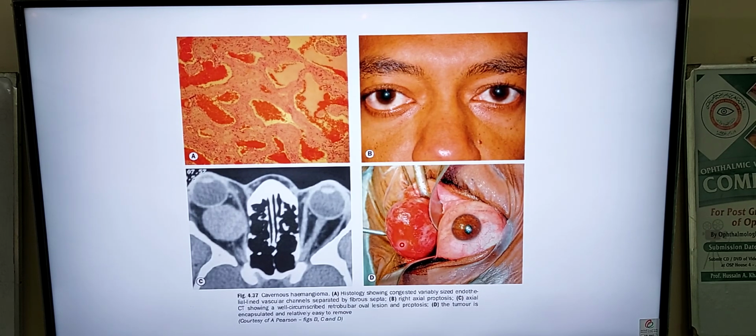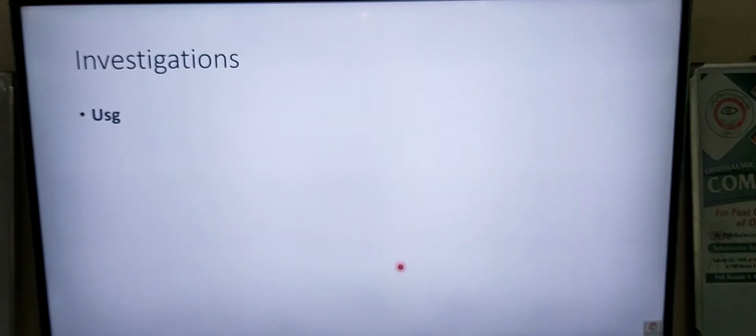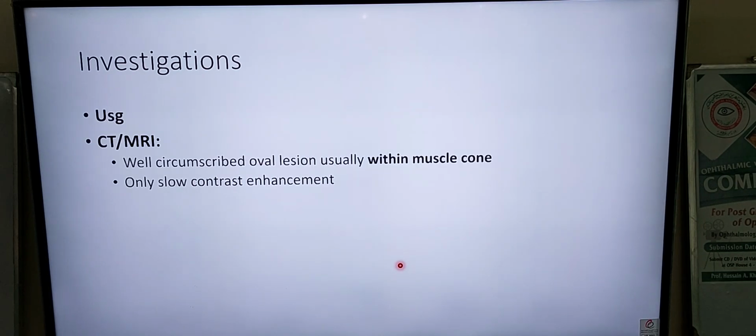Whereas the previous lesions like varices and lymphangiomas, they were not encapsulated, इसलिए भी उनकी सर्जिकल एक्सीजन जो है उसको यूजुअली अवॉइड करते हैं. लेकिन इसका कैप्सूल बहुत अच्छा होता है जिसकी वजह से इसकी सर्जिकल एक्सीजन कर सकते हैं हम अर्ली भी. इन्वेस्टिगेशन में वी गो फॉर अल्ट्रासाउंड, CT और MRI. As seen in the picture, a well circumscribed lesion is usually present within the cone.